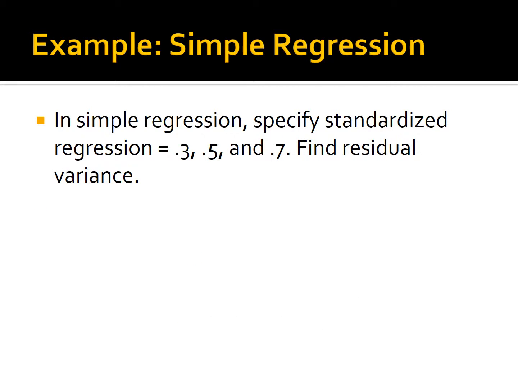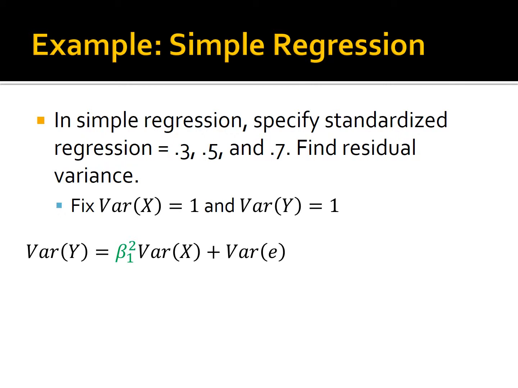For example, if we would like to specify the standardized regression coefficients as 0.3, 0.5, and 0.7, we need to find the residual variance. And we have another condition that we need to fix the variance of x equal to 1 and the variance of y equal to 1.